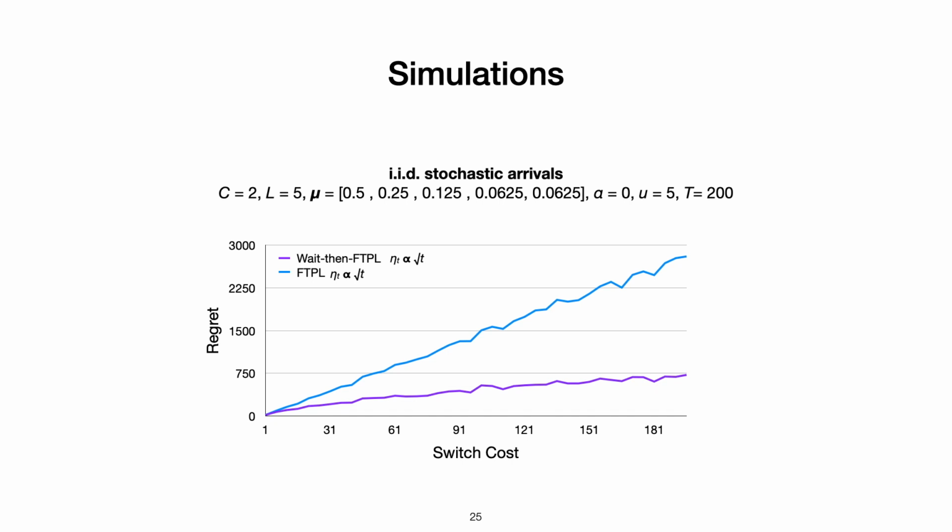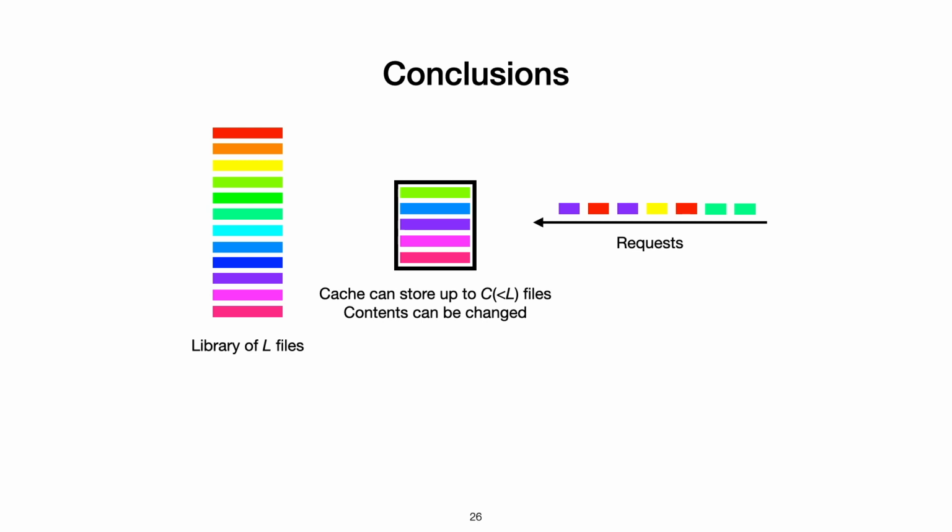Here we compare the performance of FTPL and wait then FTPL with learning rate proportional to square root small t as a function of the switch cost D. We note that as the switch cost increases, the performance of FTPL worsens at a faster rate than wait then FTPL. To conclude, we studied the online caching problem with regret as the performance metric.